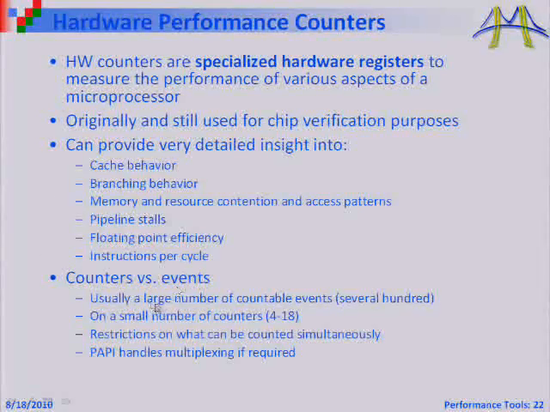So with respect to counters, it's important to differentiate between these two things. One is counters, and the other one is events. And usually you have a very large number of countable events. These can be in the several hundreds, while you only have a small set of actual physical counters on the chips that allow you to count certain things. So you have to program the counters to count a certain event. And there are also restrictions on what can be counted simultaneously with other settings. And PAPI actually handles these restrictions for you, and it also allows you to do multiplexing if needed. So you can actually count more things simultaneously than the hardware would allow you by dynamically switching out the counter sets.